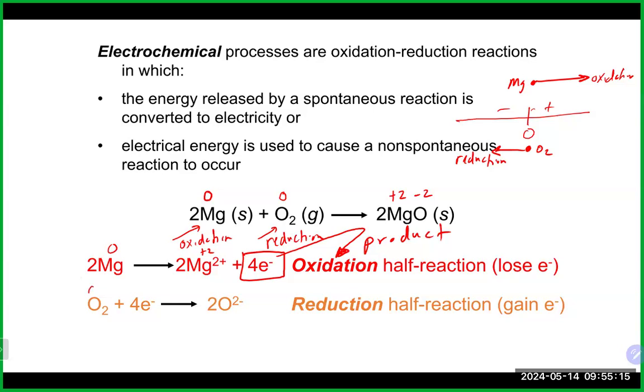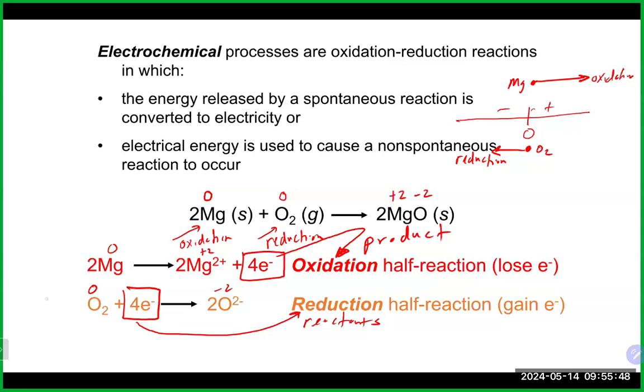Now our oxygen here is 0, and is going to gain those electrons to end up as a -2, and this is what's known as the reduction half reaction. And our electrons are always found on the reactant side in this case. The number of electrons that is lost by somebody in the oxidation half reaction should be the same number of electrons that is gained by somebody else in the reduction half reaction. So it should be like a perfect transfer of electrons.